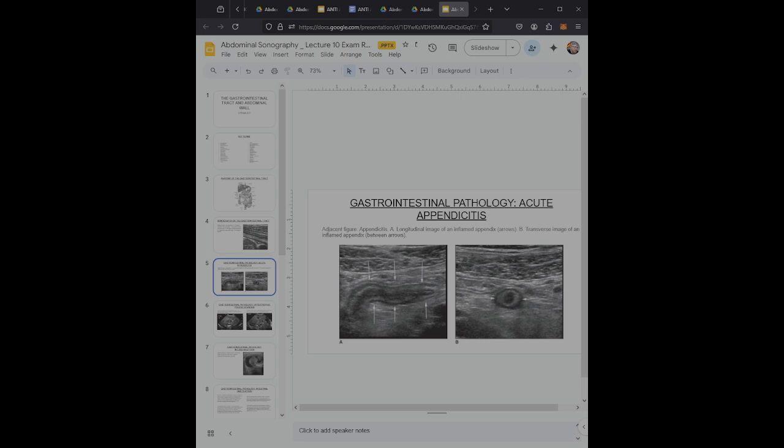Sonographically, we find a non-compressible blind-ended tube measuring more than 6 millimeters in diameter from outer wall to outer wall. The echogenic structure within the lumen might represent an appendicolith, and we may see hyperemic flow within the wall of the inflamed appendix, as well as periappendiceal fluid collection. In this image we have A, a longitudinal, and B, a transverse image of an inflamed appendix.